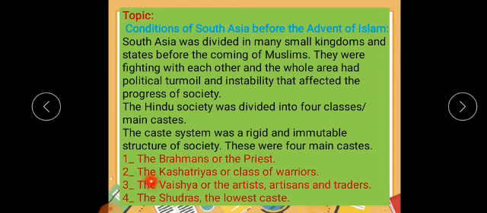The third one was the Vaishyas, or the artisans and traders. Traders, artisans and workers were included in the third caste, that is Vaishyas. The fourth one was Shudra. Shudra was a totally neglected caste, or we can say the lowest caste. They were not given respect. Even this caste and the Vaishyas too were not given respect. They were also ignored in the eyes of the law.